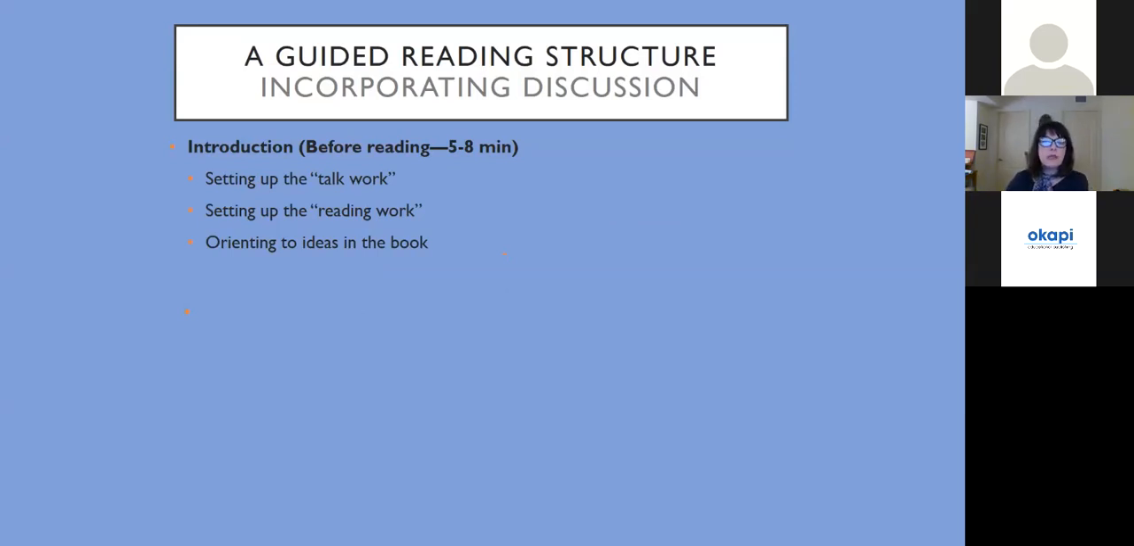And so in looking at the guided reading structure, what I've got to think about as a teacher is my timing. So an introduction is going to be anywhere from 5 to 8 minutes. I'm going to talk just about this one lesson, but my next PowerPoint slide is going to show you what you do when you're working with kids across multiple days in a text. But an introduction is typically 5 to 8 minutes or so.